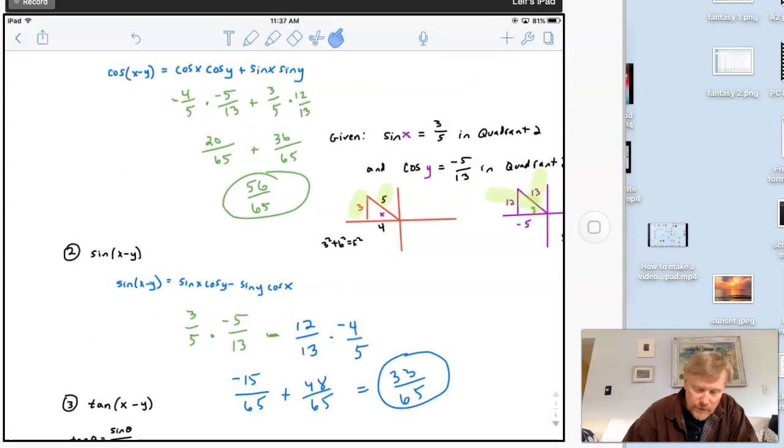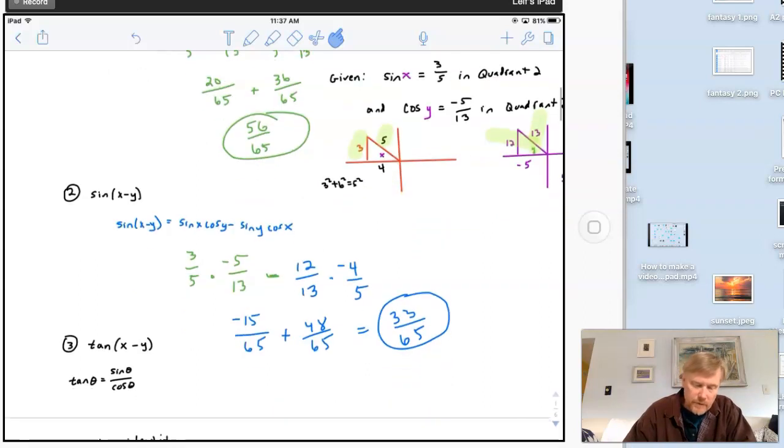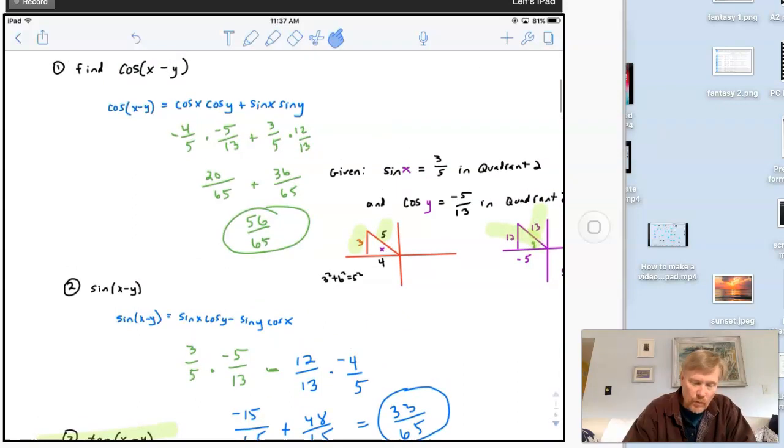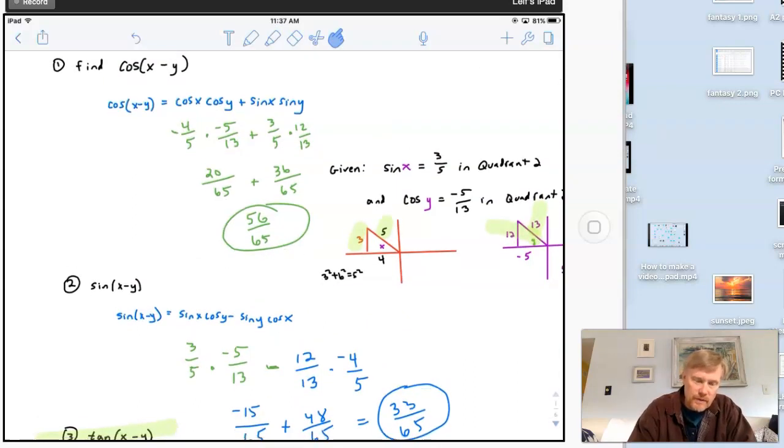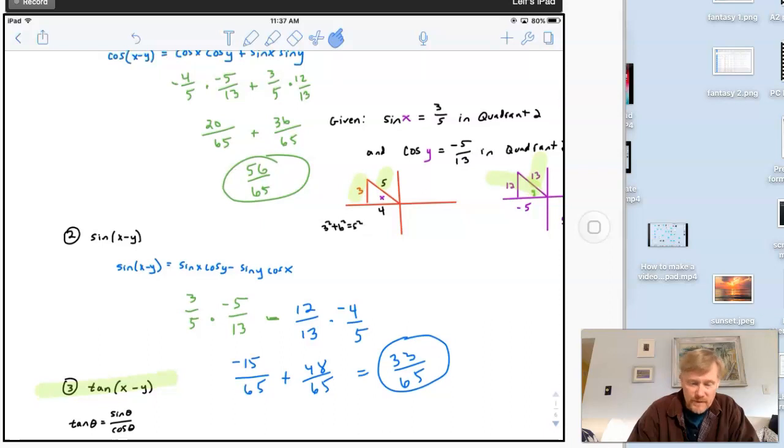Okay, so I've now done the first two parts here. And there's a nifty trick I'm going to do for this last one where it says the tangent of x minus y, rather than using the tangent formula. These are exactly the same. If you look back at number 1 and 2, I have the cosine of x minus y, and I have the sine of x minus y. They're the same things inside of the parentheses. And one of the definitions of tangent is sine divided by cosine. So I know already that the sine of x minus y is 33/65.